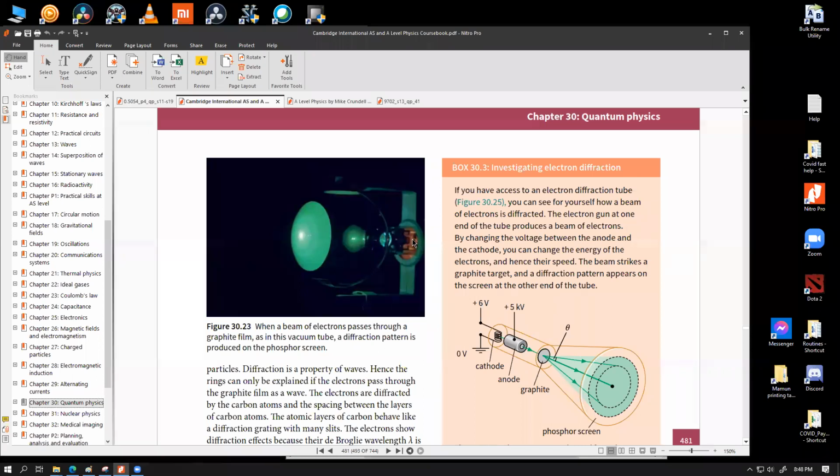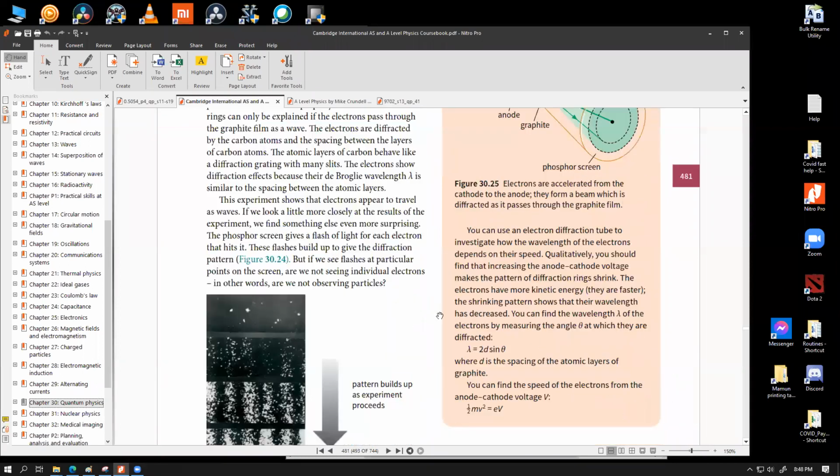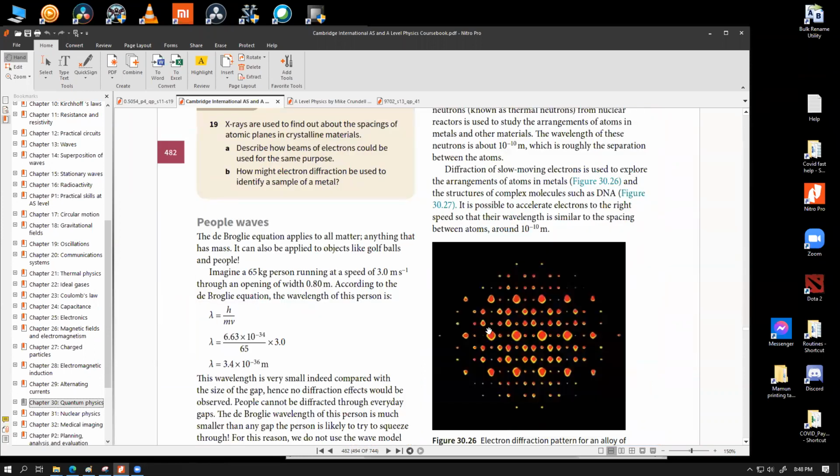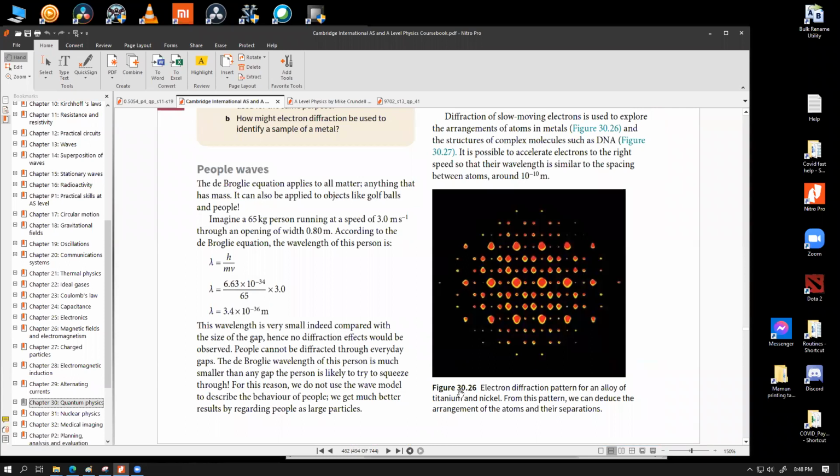Actually, we have the electron gun over here. We have the graphene sheet over here, which is slightly illuminated, and the electrons are making circular patterns like this. This pattern can be seen even better like that. This is the electron diffraction pattern of an alloy of titanium and nickel. Okay, so this is not for graphite, but for titanium and nickel. We made a very thin slice of that alloy, and we shot electrons through it, and the electrons give us a behavior like this.